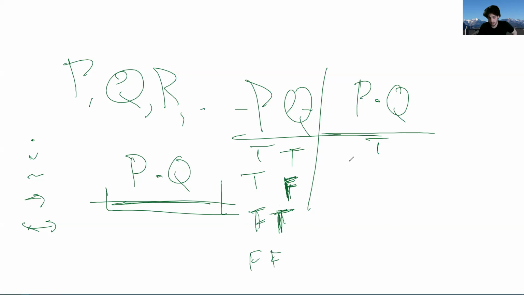And we find the only time that the complicated sentence, P and Q, any sort of conjunction, is true is when its two conjuncts are true, right? So the sentence as a whole is called the conjunction, and then either side are the conjuncts. And if we don't have both of them, then it's automatically false.